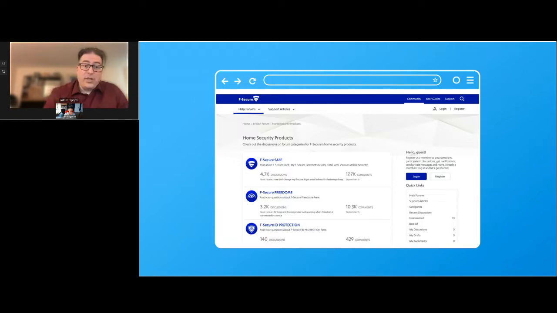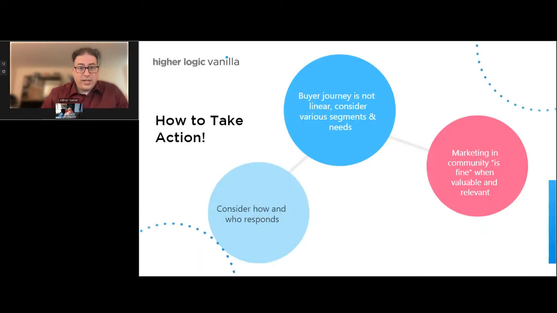And I want to tell you some of the things that you can do to make that happen. Basically, there are 3 things to consider. What we have to remember is the buyer journey is not linear. It's also not one size fits all. So you want to consider various segments and needs.